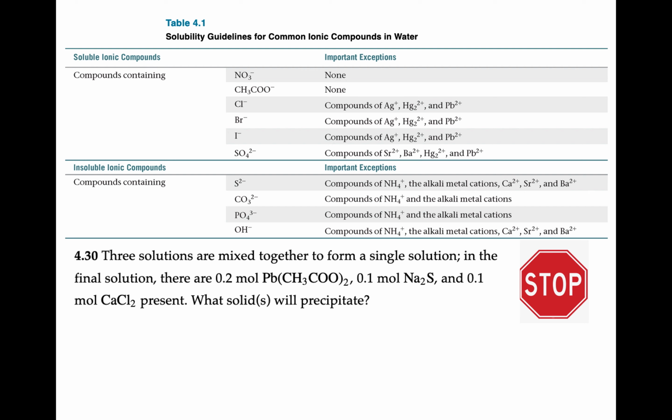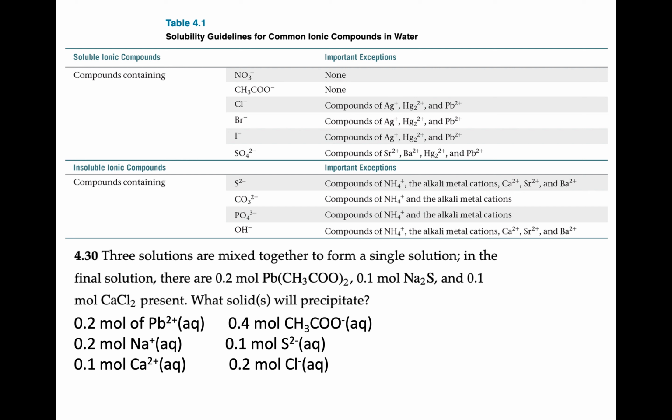Read the question there. If these three solutions are mixed together, what solids are going to precipitate? I'd first recognize, in each case, what is it putting in the beaker? When the lead acetate dissolves, what ions are present? How about the sodium sulfide or the calcium chloride? So I'd say these are the different things that are being placed within the beaker when those particular ionic compounds dissolve. And I see that I could have both lead chloride and lead sulfide being combinations that then precipitate.